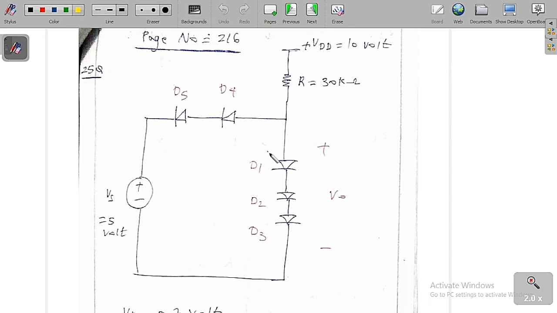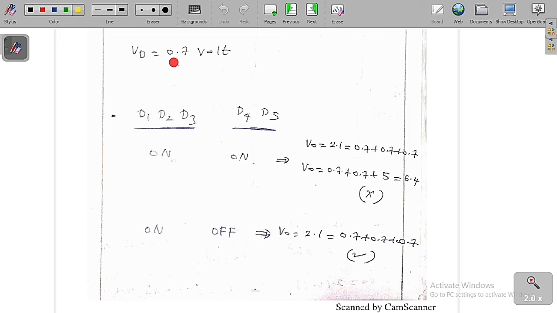Now based on this, you can see clearly this resistance is equal to 30 kilo ohm and this is the source voltage which is 5 volt and this is the plus VDD is equal to 10 volt, and this is the output voltage we need to figure out. So R is equal to 30 kilo ohm, VDD is equal to 10 volt, Vs is equal to 5 volt, and D1, D2, D3, D4, D5. During the on condition, the voltage drop across the diodes is 0.7 volt. Based on this we have to find the output voltage V naught. So in the practical case, during the on condition, the voltage drop across the diode is 0.7 volt.